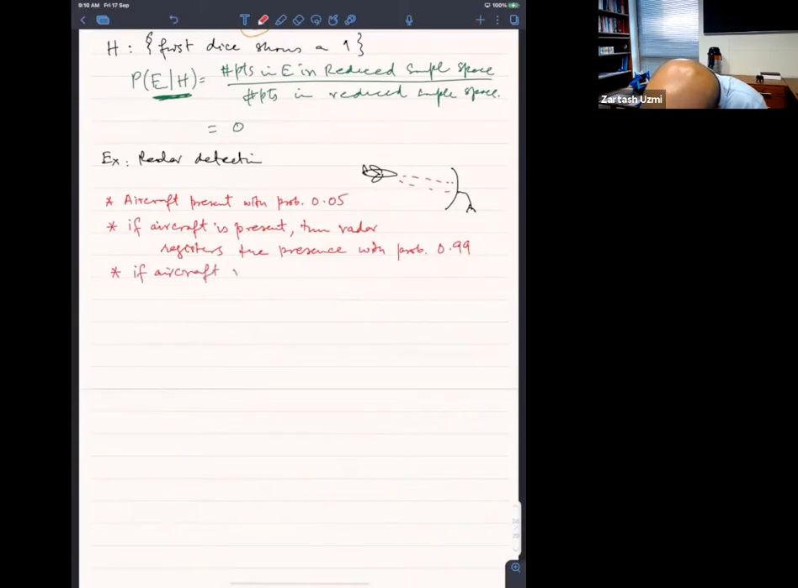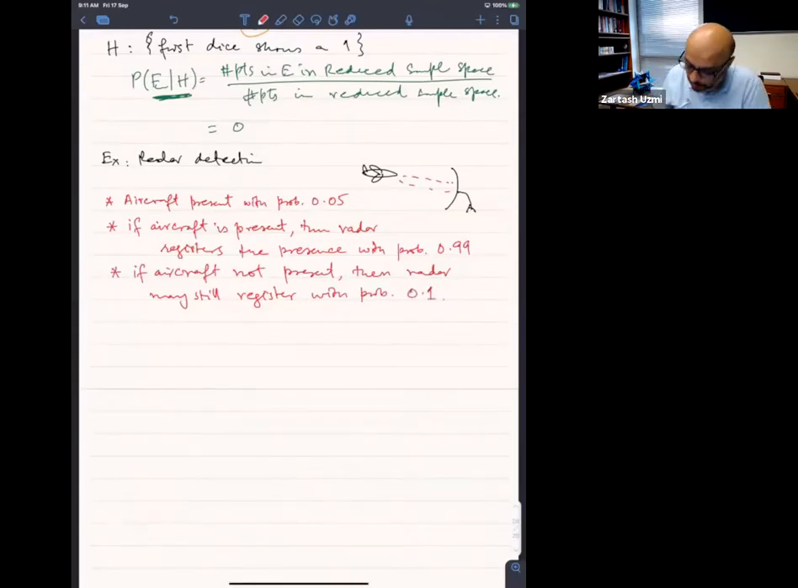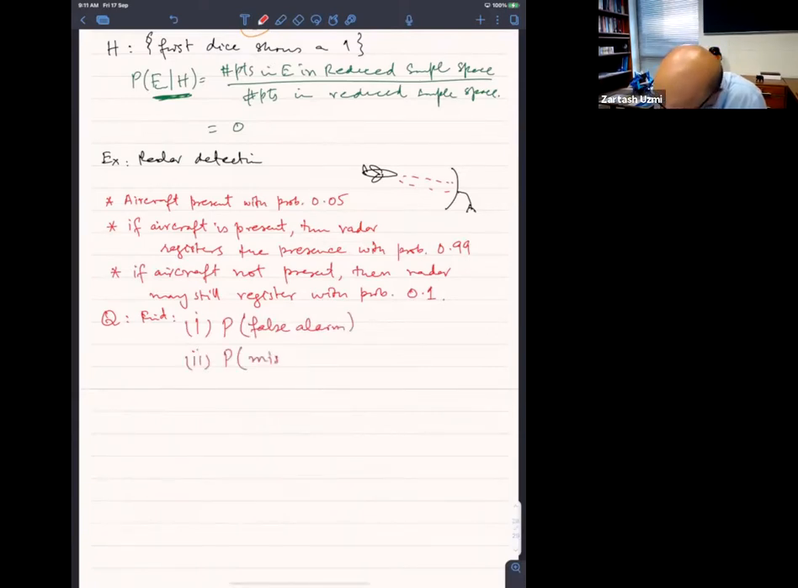If aircraft is not present, then radar may still register with some small probability, since there is sometimes a small error. Radar may still register with probability 0.1. So the question is to find, number 1, the probability of what we call a false alarm, I will explain what that is, and number 2, the probability of missed detection.